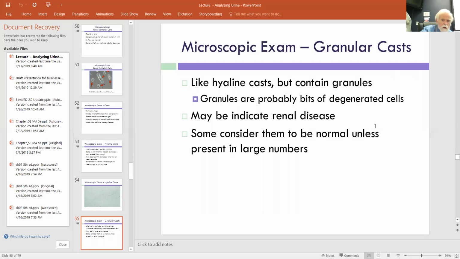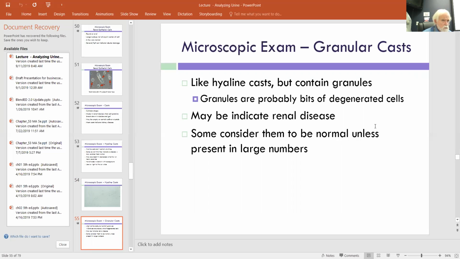Granular casts have things in them, granules, pieces of stuff. They could be crystals. They could be parts of cellular debris. And they might indicate renal disease.